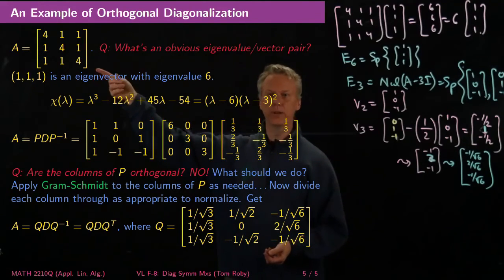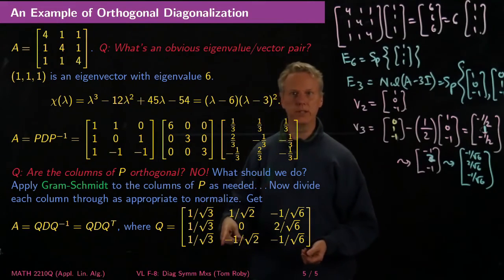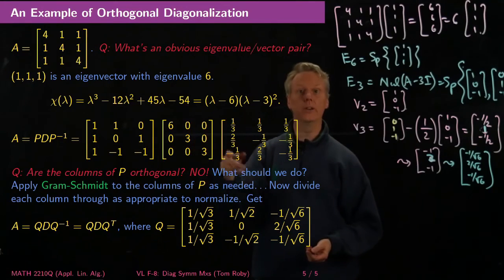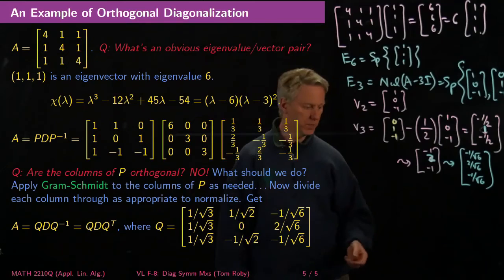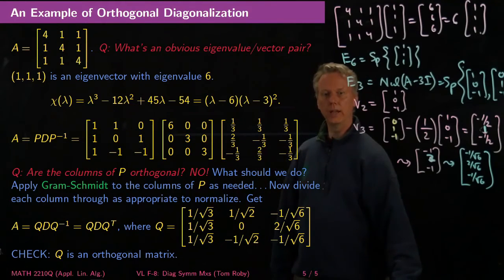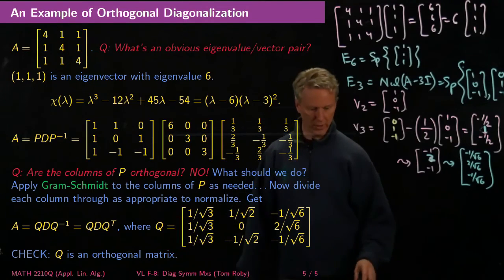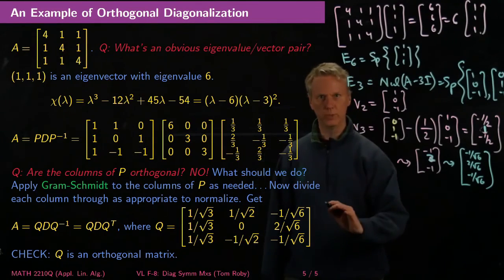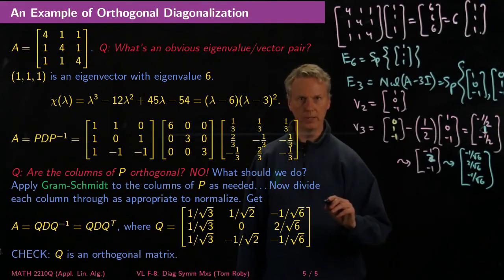If you take this matrix, you can write it as this Q times the same diagonal matrix, 6, 3, 3 on the diagonal, times the transpose of this matrix. You don't have to actually do anything fancy to take the inverse. And if you like, you can check that this is actually an orthogonal matrix. How would you do that? Well, you could just take this matrix and multiply it by its transpose, right?